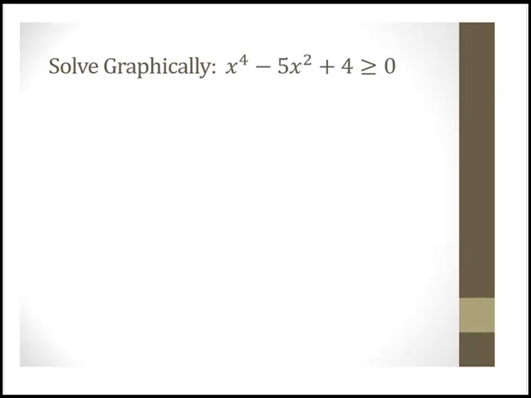For our first example, we will solve graphically x to the fourth minus 5x squared plus 4 is greater than or equal to 0. So to do this, I will graph y equals x to the fourth minus 5x squared plus 4 on the calculator, and I'm going to find some important points on the curve, the zeros, the x-intercepts, and then use the rest of the curve to help me answer the statement.